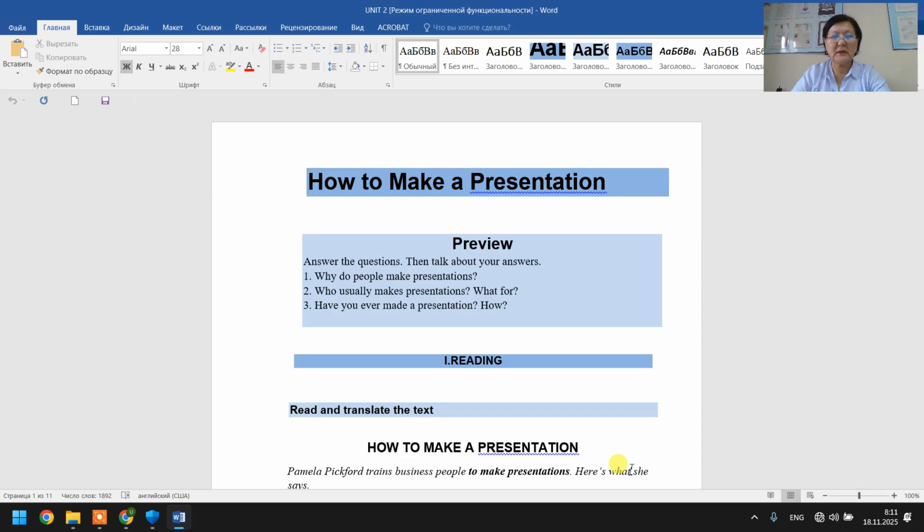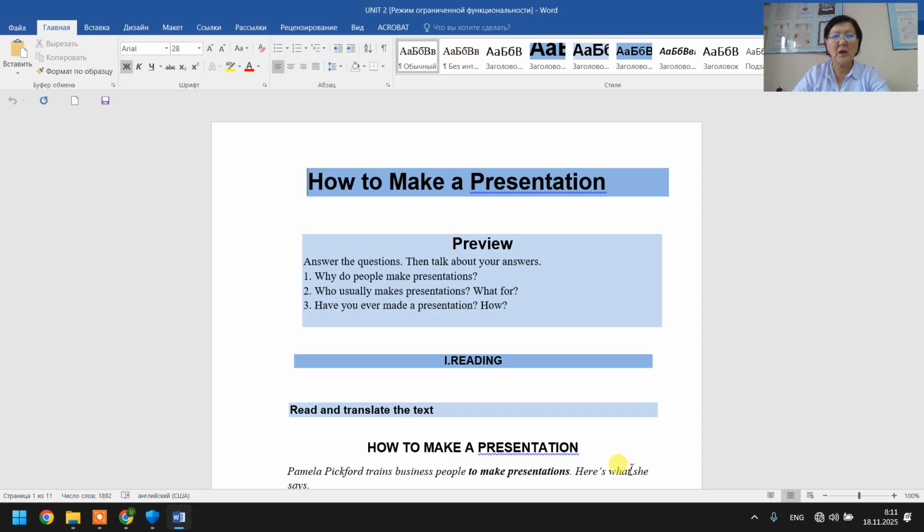Before starting the lesson, I want to draw your attention to the questions given below. Here we have to answer the questions and share your ideas with your group mates, and let's start discussing the questions. Why do people make presentations? Yes, this is very important, but why do people make presentations? In order to present something.